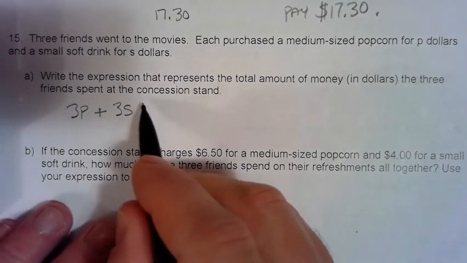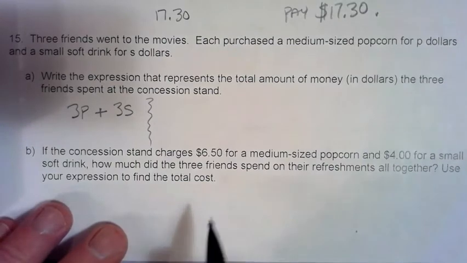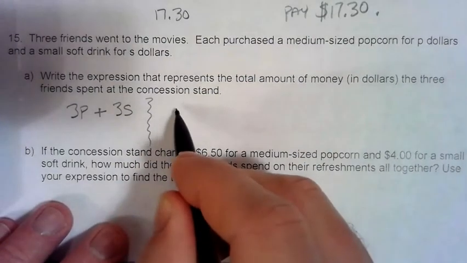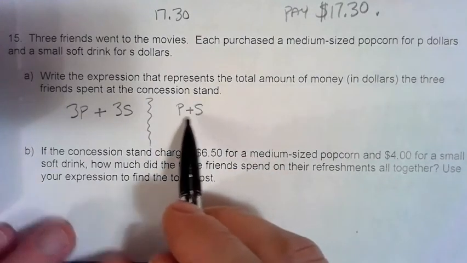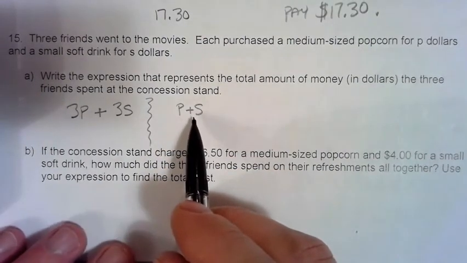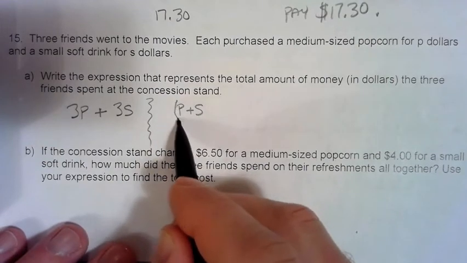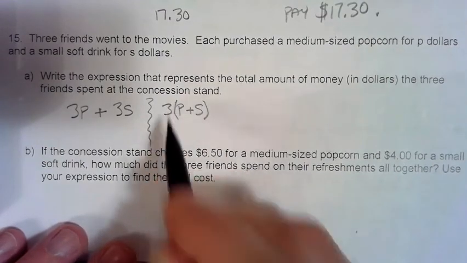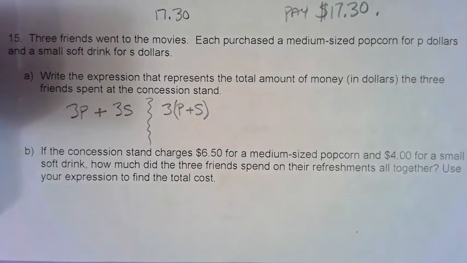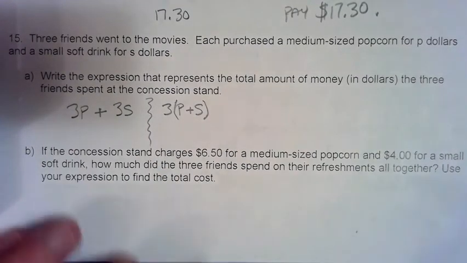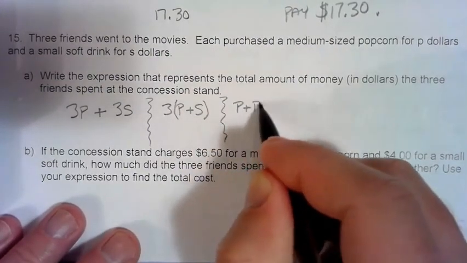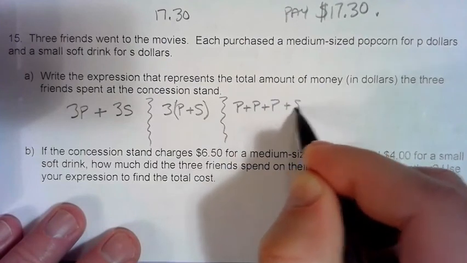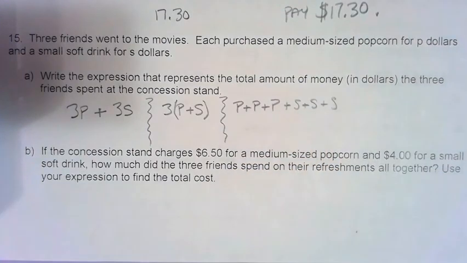Or another way of calculating this, I could take the cost of a popcorn and a soda. Everyone's going to get a popcorn plus a soda. So P plus S represents the cost for one person. To get the cost for 3 people, I can take that entire sum and multiply it by 3. This also will give me the cost of the popcorn and the soda. Or you could simply do a popcorn plus a popcorn plus a popcorn plus a soda plus a soda plus a soda, and that will also get you the cost.